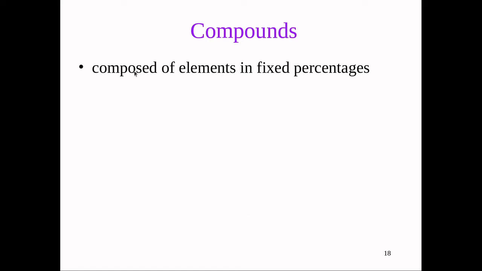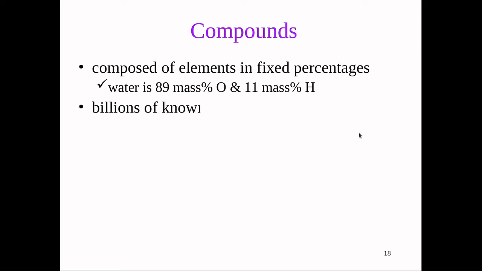So compounds, this is very key. We're going to talk about it a little bit more later, but they're composed of elements in fixed percentages. Okay, for instance, water is always going to be 89% oxygen by mass and 11% hydrogen by mass. Okay, so there's always these fixed ratios between how much mass of each element it contains. There are billions of known compounds. There are really just so many.